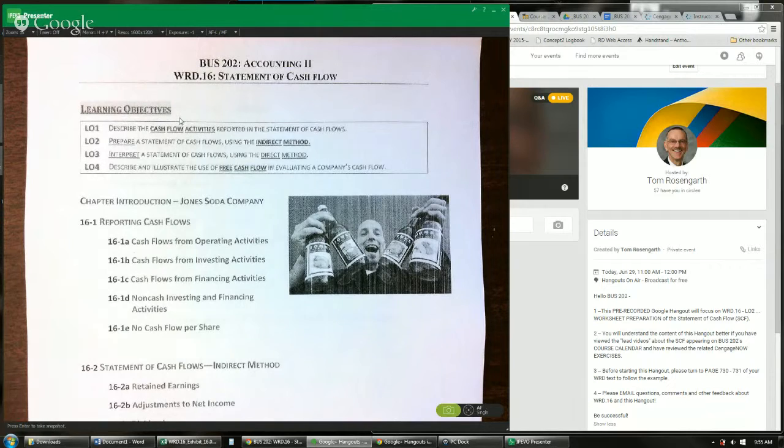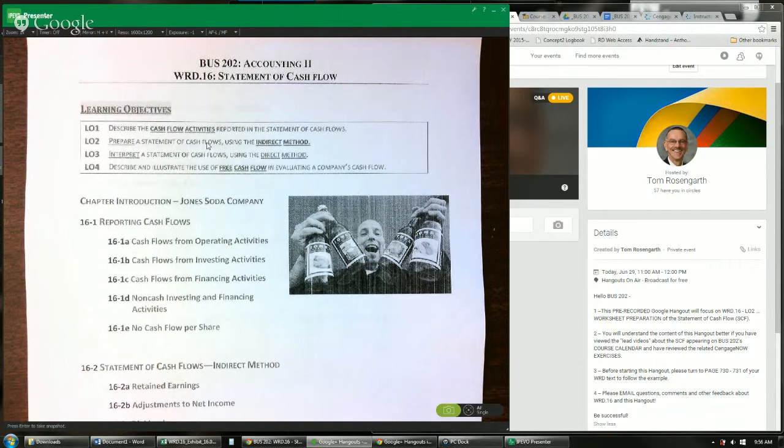As you can see from the chapter outline, there are 4 objectives for the statement of cash flow. Describe the cash flow activities reported on the statement of cash flow, and as your videos from the Google Calendar will indicate, there are 3 activities: operating activities, which come from the income statement; investing activities, which represent buying and selling assets; and financing activities, which represents raising capital through either debt or stock.